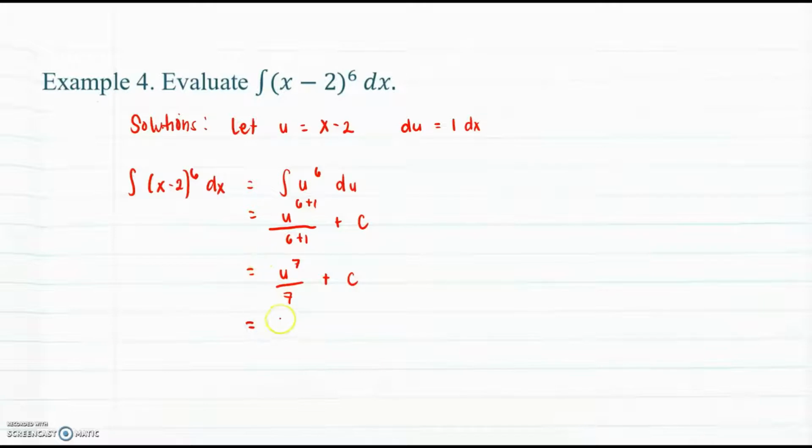Substitute the value of u. So you have x minus 2 raised to 7 over 7 plus c. And that's our final answer.